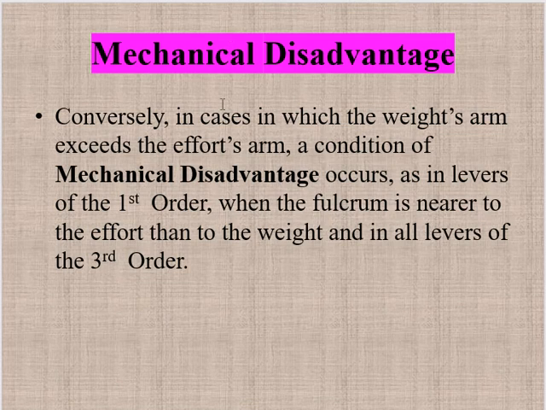What is mechanical disadvantage? Conversely, in cases in which the weight's arm exceeds the effort arm, a condition of mechanical disadvantage occurs. As in levers of the first order, when the fulcrum is nearer to the effort than to the weight, and all levers of the third order are examples of mechanical disadvantage. Why? Because the weight arm exceeds the effort arm.